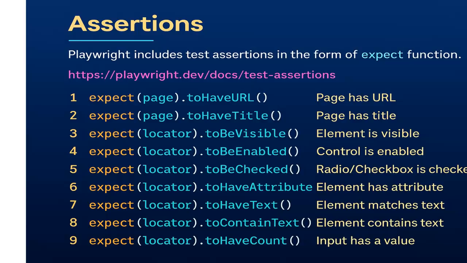And the next one is toHaveAttribute. It will identify the attribute on the web page. toHaveText matches the text on the web page, which is what we are validating here. And toContainText validates that the element contains text. And the last one is toHaveValue, where we validate that the input has a value. That validation we will do.